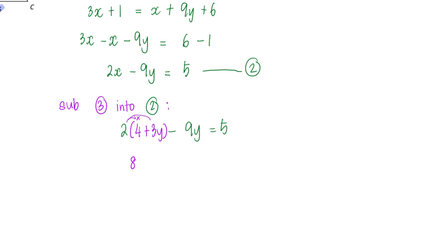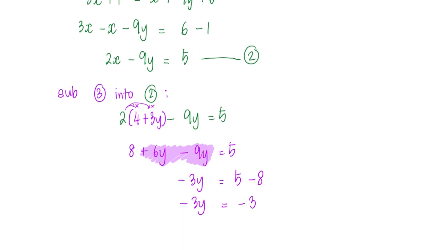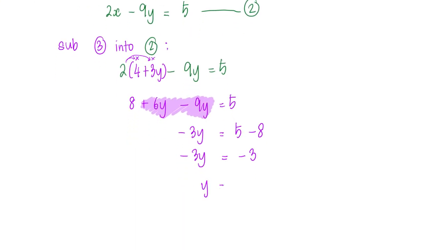8 plus 6y minus 9y equals 5. So continuing, I will have negative 3y here. And I'm going to minus 8 on both sides. This will give me negative 3, and therefore my y will be equal to negative 3 divided by negative 3. So y equals positive 1.